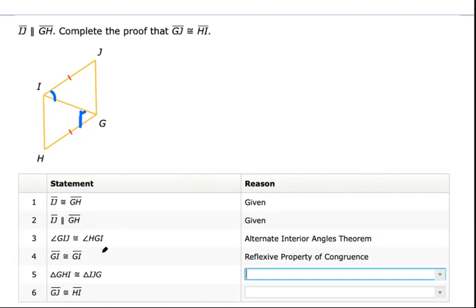Pretty much whenever you're looking at this section, if they're looking for that line in the middle right there, the bisector, it's going to be the reflexive property of congruence. All right, now we're going to look at the triangles. So we're looking at GHI, so GHI right there. It's going to be congruent to the other triangle on the other side, IJG. So the angle, you have a side, and then we just solve for another angle.